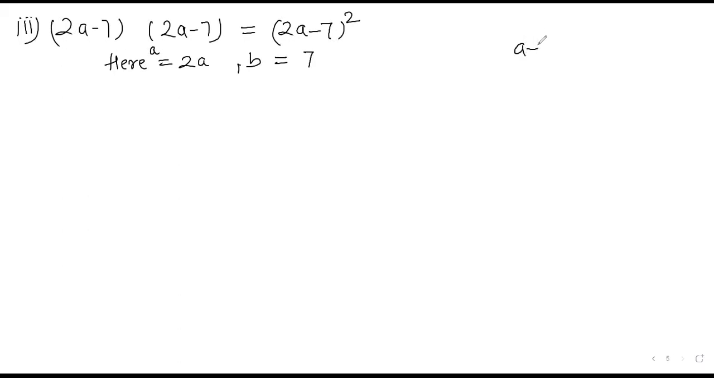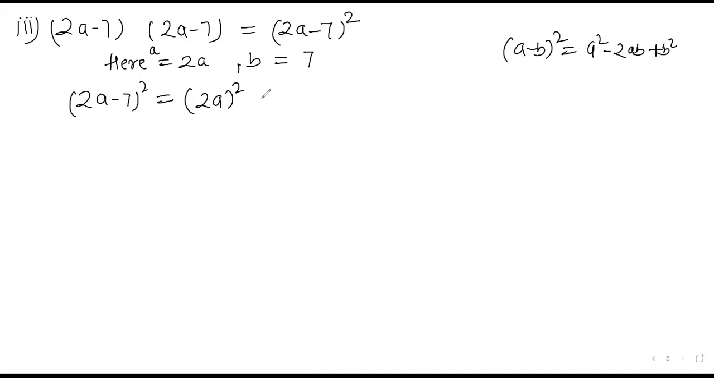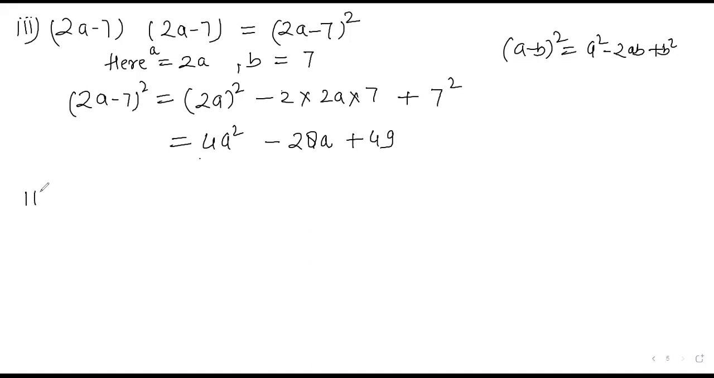Now, second identity, you know that a minus b whole square gives you a square minus 2ab plus b square, right? Okay. So now I'm comparing. We have already compared. Now I'm using the identity on 2a minus 7 whole square. So in place of a, that is 2a square minus 2 into a means 2a into b means 7 plus 7 square. So 2 square is 4, a square is a square. Now 2 2s are 4, 7 4s are 28, 28a plus 49, 7 square. Now this is the answer for the third part.